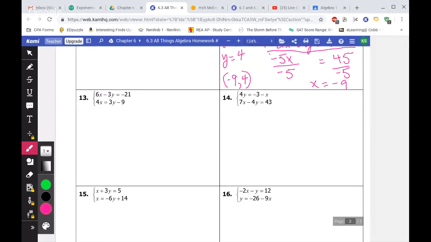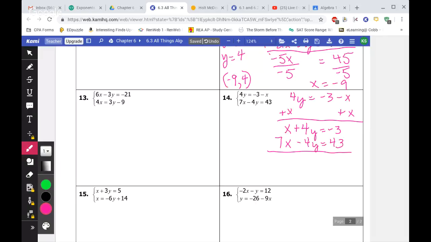All right, once again, these are not both in standard form. So I want to get them into standard form in order to line up my terms. So I'm going to take that first equation and get it in standard form, and I'm going to add x to both sides. X plus 4y equals -3. Then I'm going to bring down that second equation. I've got 7x minus 4y equals 43.